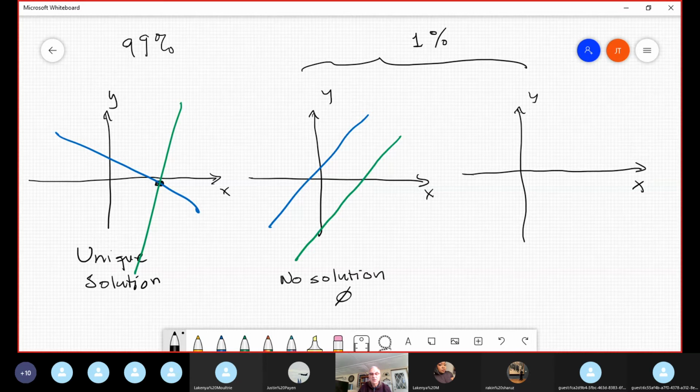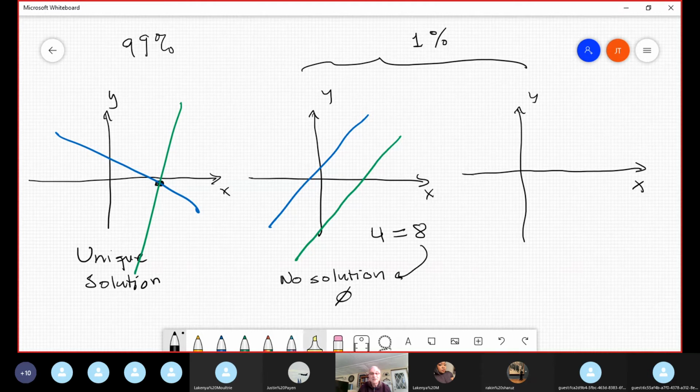Empty set. And how do you see it algebraically? When you try to solve it, you are doing your best, but you cannot solve it because you get a completely false statement, 4 equals 8, or another number that is completely crazy. This is equivalent to saying no solution.